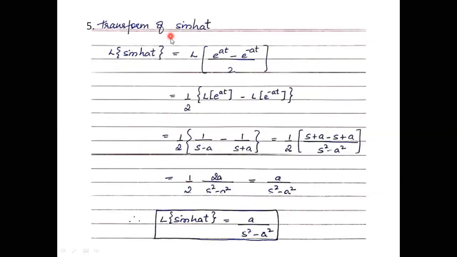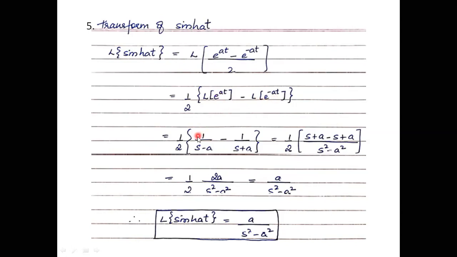And this, let's move on to transform of sine hyperbolic at. Here also I have written the exponential form of sine hyperbolic at, that is e power at minus e power minus at divided by 2. I have taken half outside as it's a constant, and again I have applied the property of linearity: L of e power at minus L of e power minus at.